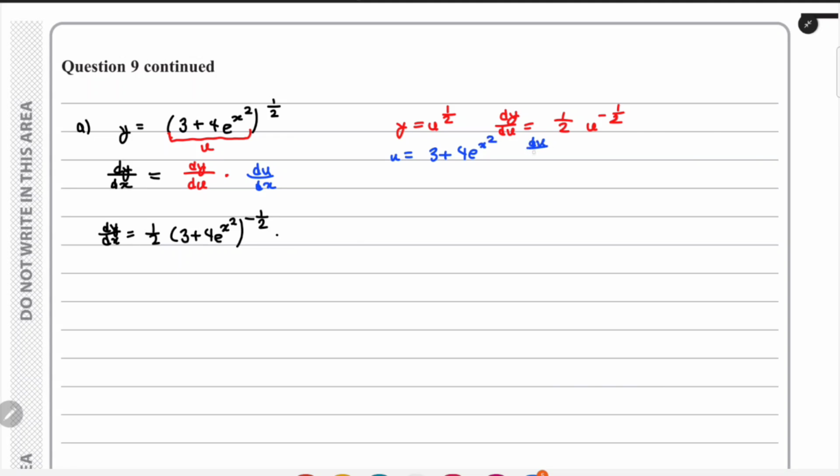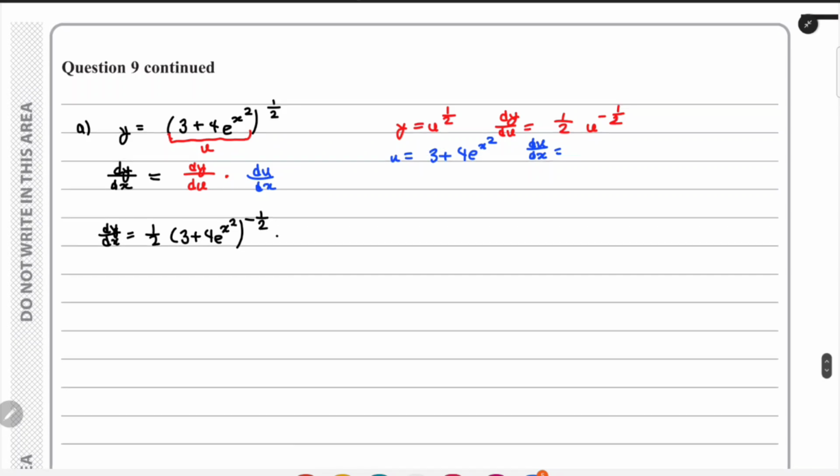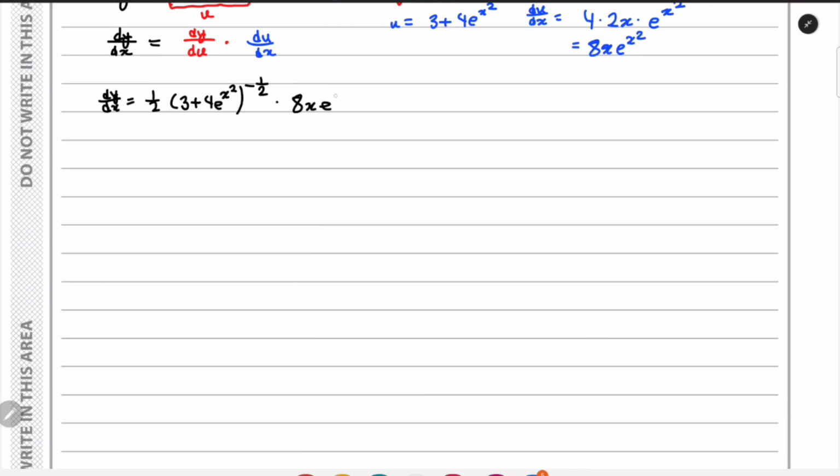If I differentiate this with respect to x, the 3 will become 0 and the 4e to the power x squared will become 8x times e to the power x squared. Basically I'll have 4 multiplied by the derivative of x squared, so this is twice x, and e to the power x squared, so 8x e to the power x squared. We can simplify this by multiplying half and 8. We'll be left with 4x e to the power x squared multiplied by 3 plus 4e to the power x squared, to the power minus half.